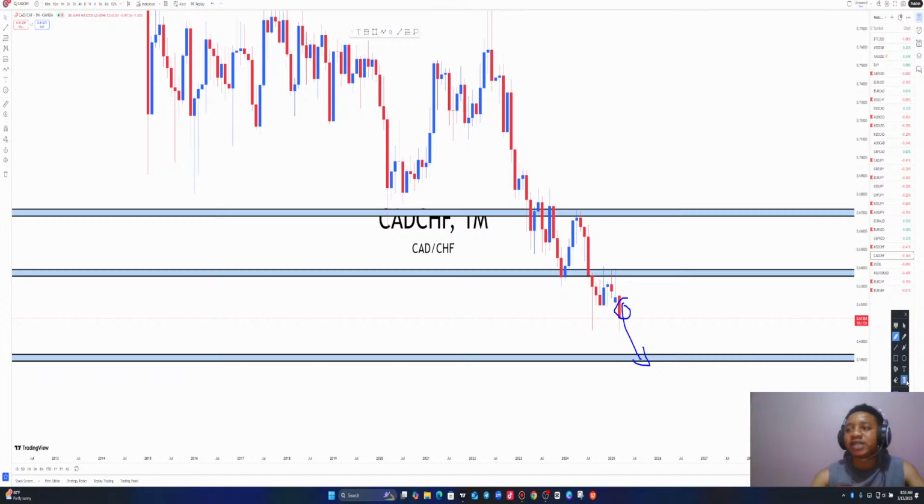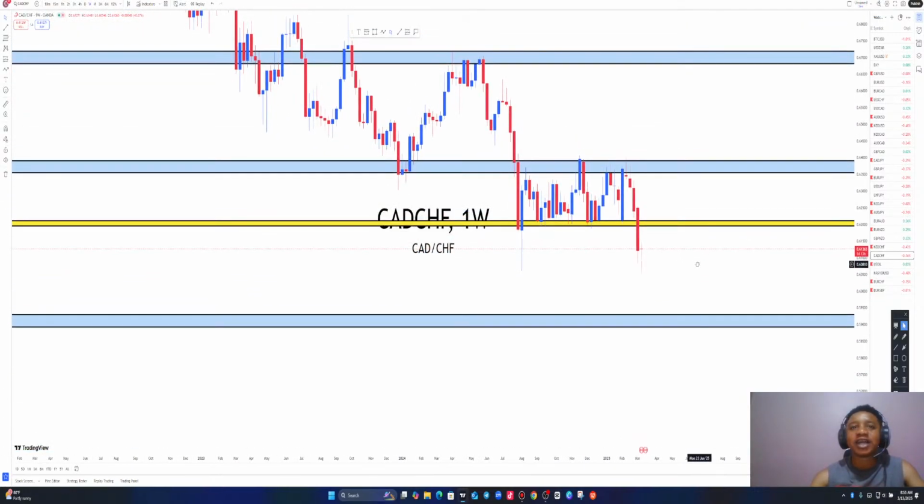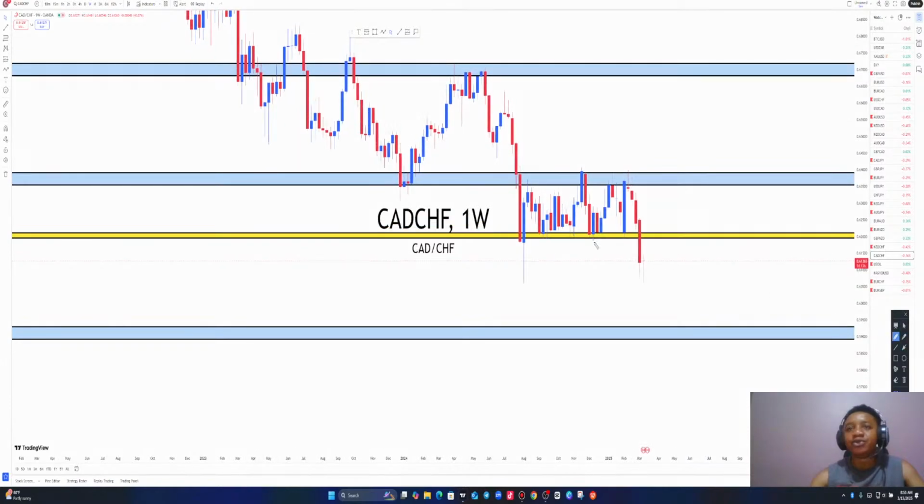Let's take it again to the weekly time frame to add more meaning into CAD CHF. All right, so onto a weekly time frame of CAD CHF. This is CAD CHF on the weekly. Now, on the weekly, we have the weekly mid-range zone over here.